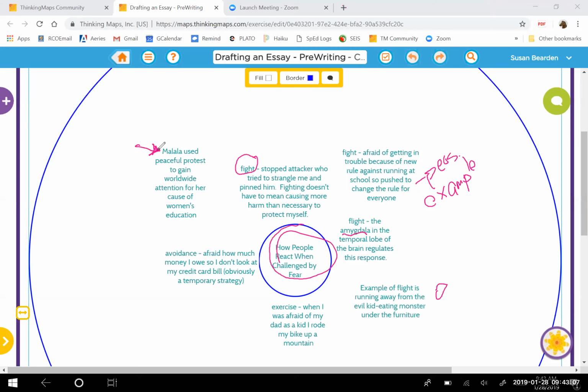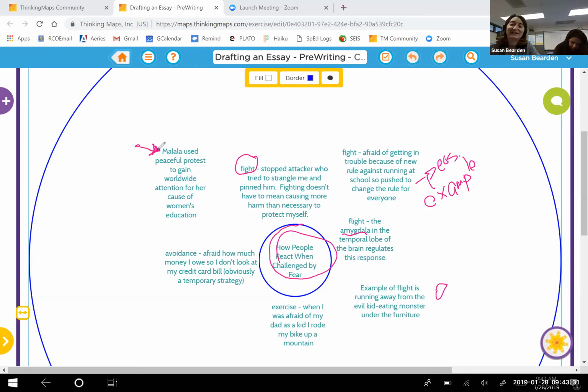And she's used peaceful protests to get people's attention. She's traveled all over the world. She's worked with the UN, and all because of the peaceful protests she used. And that was just her reaction to a situation where she could have certainly gone many different ways. I mean, if someone were to shoot me, I'm not sure that I would be as magnanimous as she was.